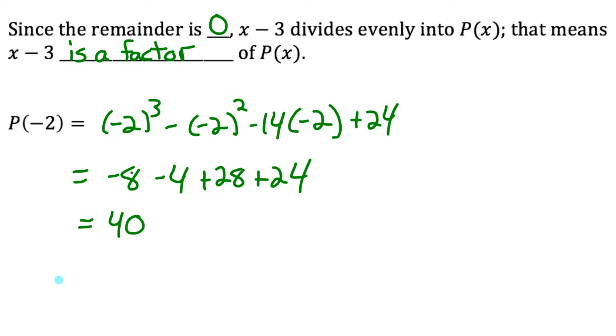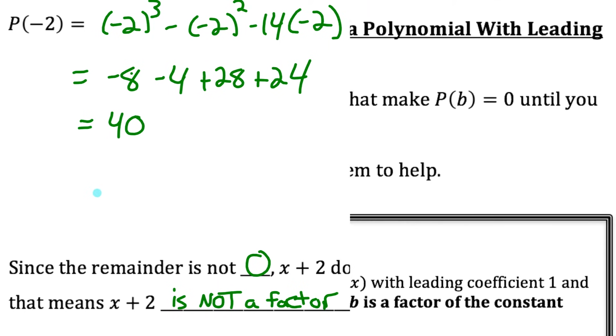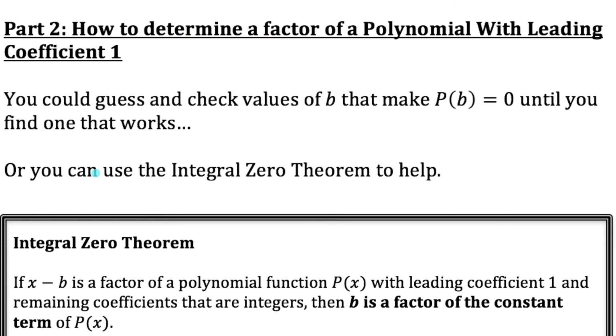But the fact that it's not 0, right? Since the remainder is not 0, we have figured out that x plus 2 does not divide evenly into the polynomial. So x plus 2 is not a factor of the polynomial. So if we are trying to factor a polynomial, basically what we need to do is figure out what to divide it by. So we need to quickly test values to see what would make the polynomial be 0.